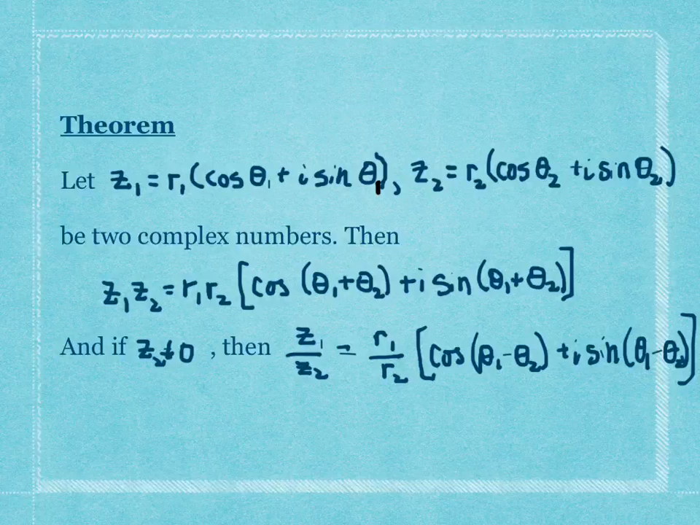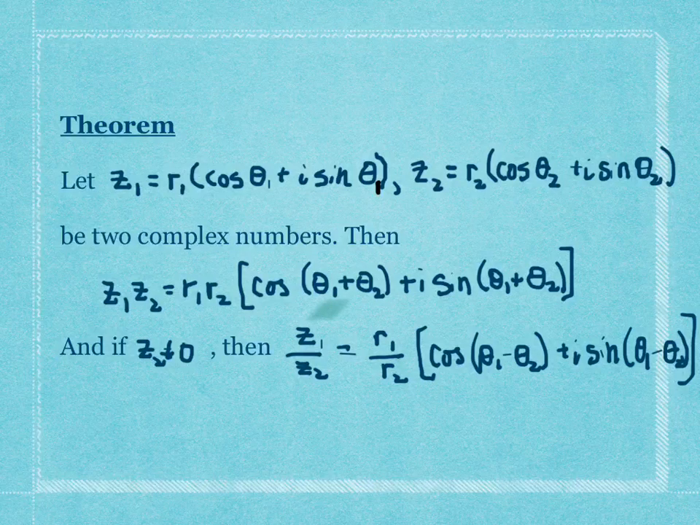All right, so this theorem tells us two ways that we can combine complex numbers. If you have the complex number z1, which is r1 times cosine theta 1 plus i sine theta 1, and z2 is r2 times cosine theta 2 plus i sine theta 2, we can either multiply them together or divide them. When we multiply them together, the r values end up getting multiplied, right? You can see that down here. And then the angles end up being added.